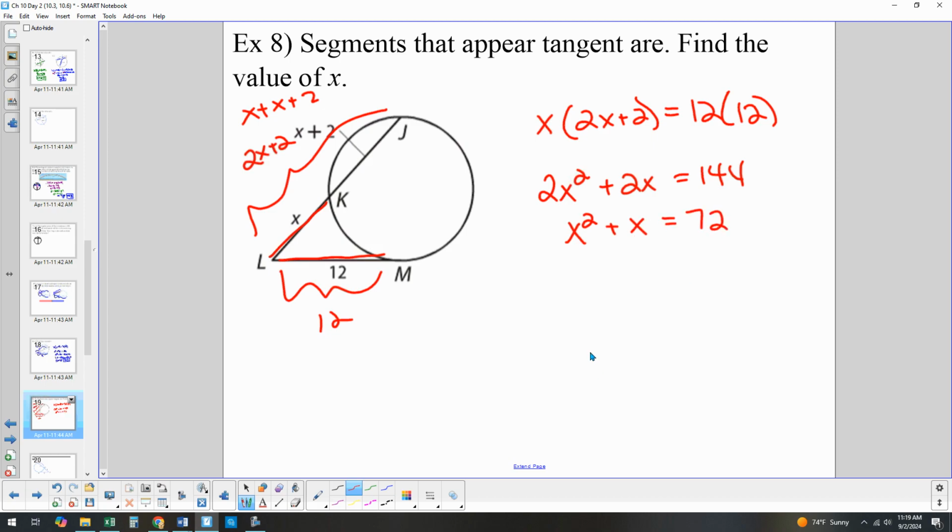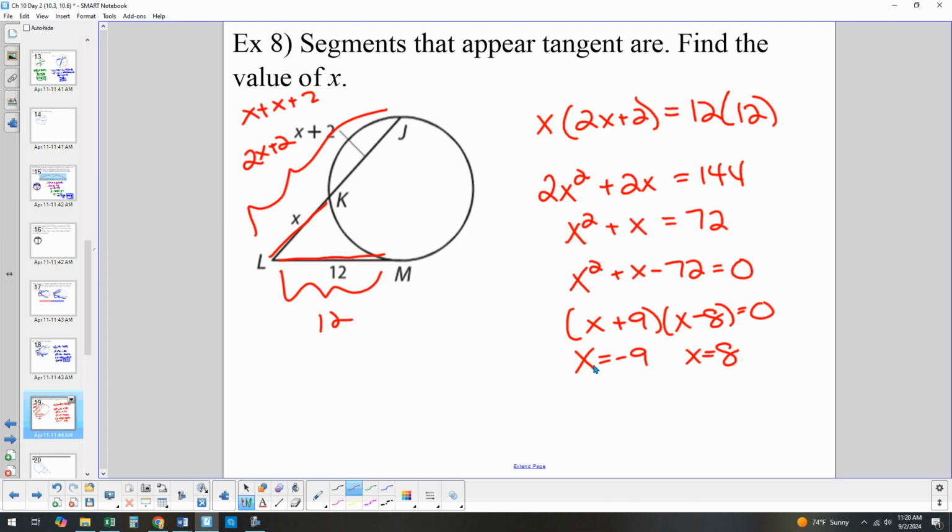And now I want to factor this. I'm going to get it equal to 0. So x squared plus x minus 72 equals 0. That's x plus 9 and x minus 8 to add to positive 1 and multiply to negative 72. So x could be negative 9 or positive 8. And again, x can't be negative. So our answer is x equals 8.